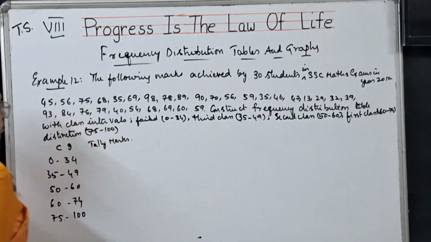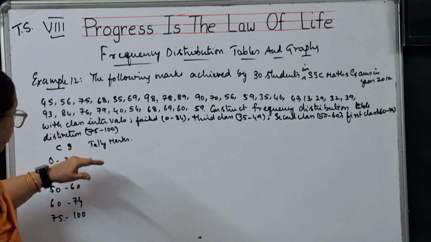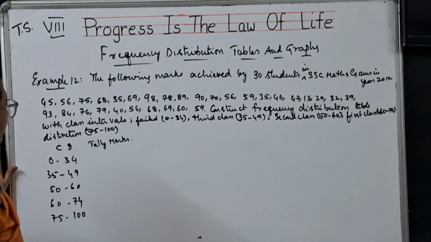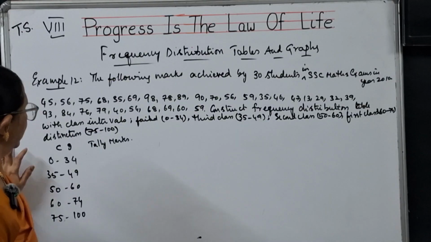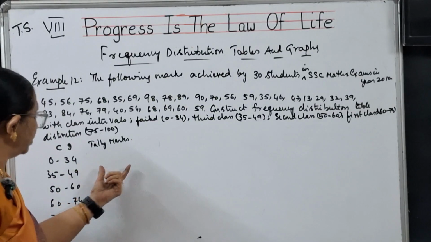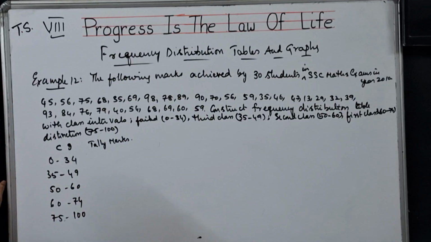What are these tally marks? I'll tell you. Tally marks will tell you how many people are present between the 0 to 34 class interval. They give you a clear understanding of how many candidates are there in each class interval. And how to write these tally marks? The easiest way I'll tell you. First, understand the way in which they have given the class intervals.